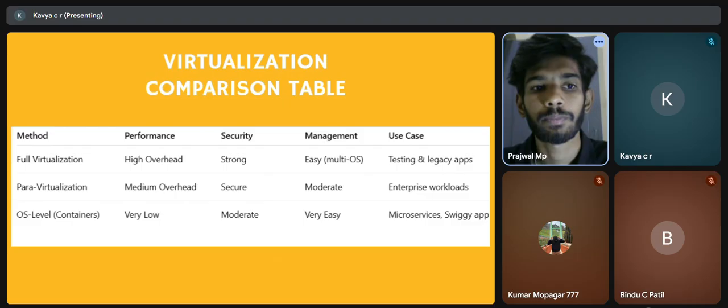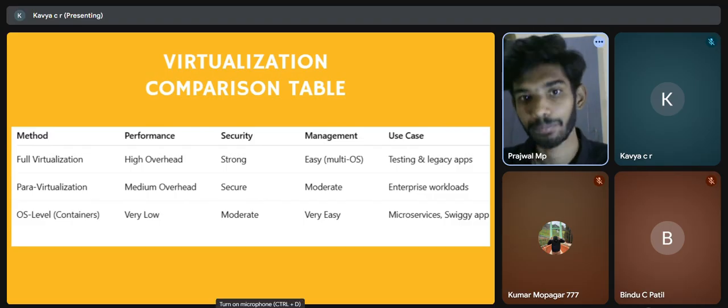OS level virtualization. OS level virtualization is also called containerization, which allows multiple applications to share the same kernel while running in isolated environments. It is very lightweight, fast, and easy to manage, which makes it highly scalable. The downside is weaker isolation because all containers share the same kernel. This method is widely used in modern application microservices and cloud platforms. Examples include Docker and Kubernetes, which are used in apps like Swiggy and Netflix.